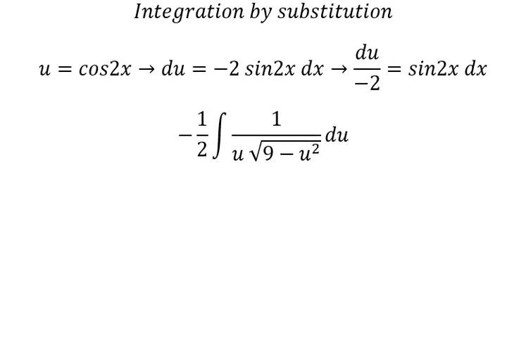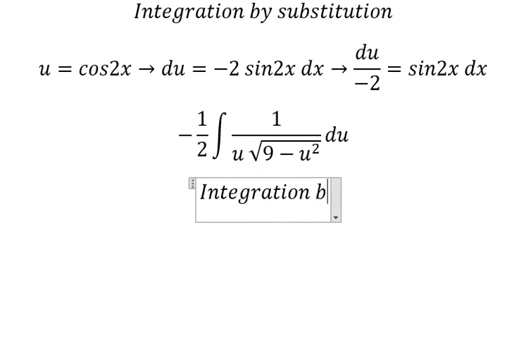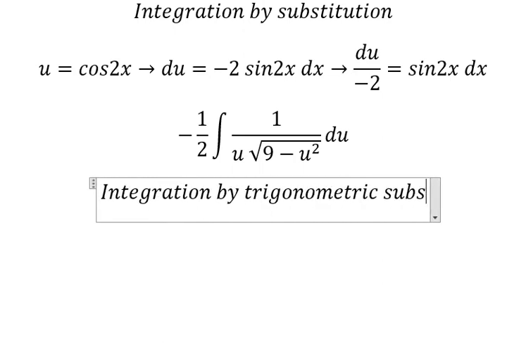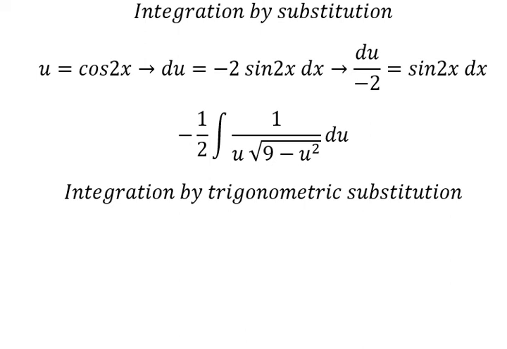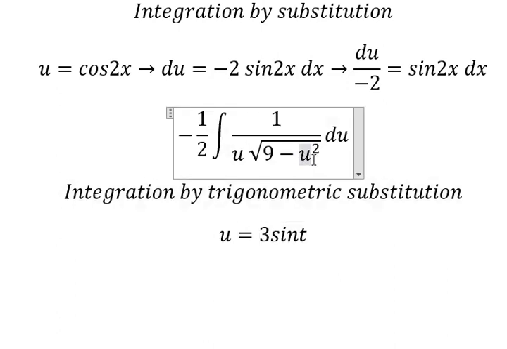Next, we need to use integration by trigonometric substitution. So I will put u equals 3 sine t. If we put this one going here, we have 9 sine t square. From the number 9, we can do factorization. 1 minus sine t square we change to cosine t square. And later, we simplify the square root and du.